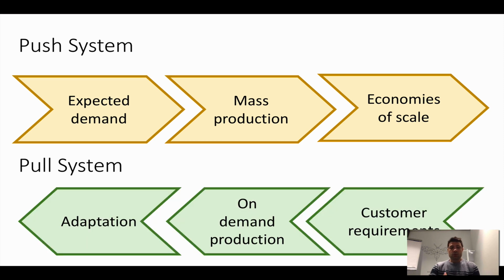And what Lean tried to do is to invert this. So we produce something on demand. We know what needs to be done and we build it, and what we gain from this is adaptation. And the pull system seems to fit the software world better, right? Because that's what we need, adaptation.